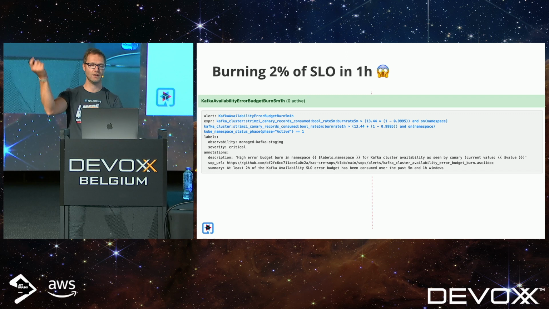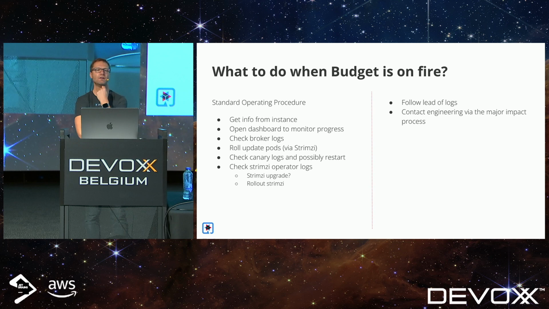So when the budget is on fire, you go to the instance, you open the dashboard to see whether you fixed the problem or not. So you keep an eye on this one. So get a second monitor, get your manager to make that happen. You go to the broker logs and you try to investigate what's going on. And then you can use StreamZ to roll over the pods in a safe way. Remember state, we'll mention that, like how you could lose state by killing the nodes a bit too fast. Maybe the canary is a problem, and check that one. Maybe it's a false alert in some fashion. Okay?